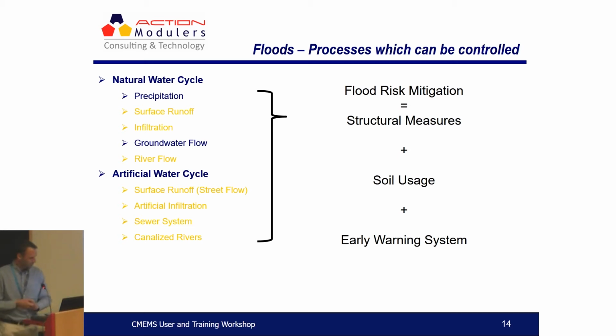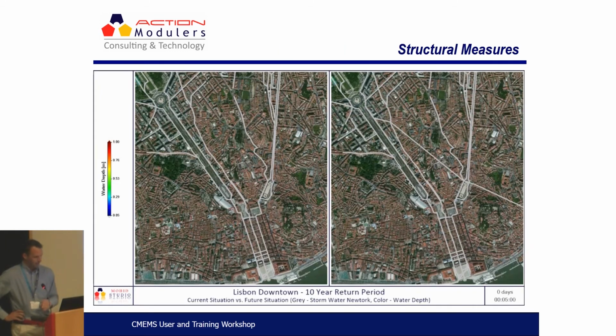So what can we do in order to mitigate flood risk? We can perform structural measures. We can do land use changes, and we also can implement early warning systems. These 3 components should always work together in order to mitigate flood risk. One example for structural measures. In Lisbon, they just approved a plan to implement a new tunnel which divides water from the problematic area directly to the estuary.